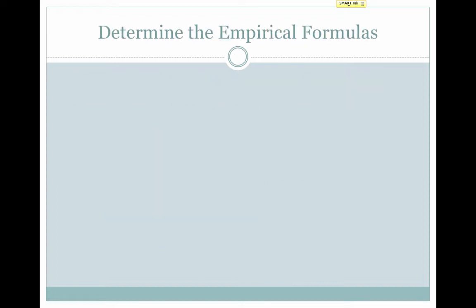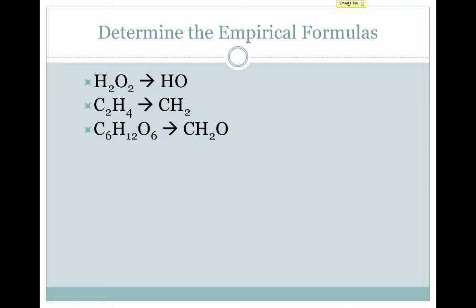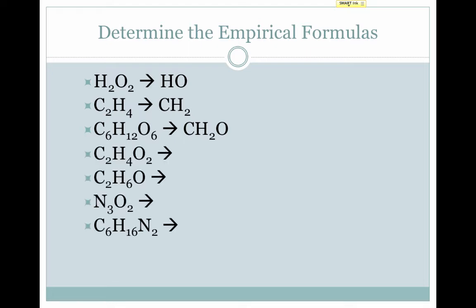Let's look at some molecular formulas and try to determine their empirical formulas. First, some examples. Here we have the molecular formula H2O2, which reduces to the empirical formula HO. Again, C2H4 becomes CH2. C6H12O6 has the common denominator of 6, so we can divide through and get CH2O. Here's some to try on your own. Pause the video here. When you come back, I'll reveal the answers.